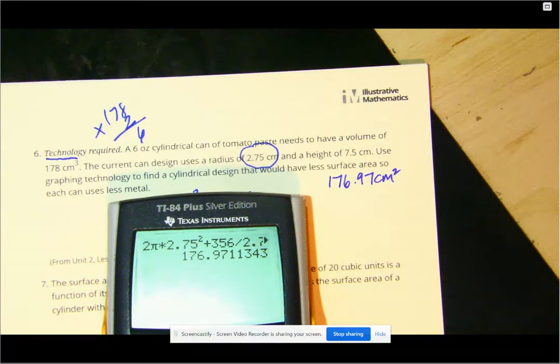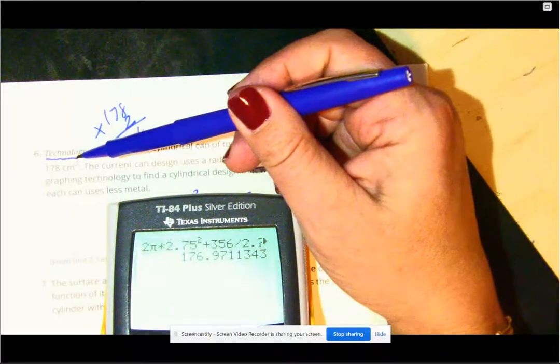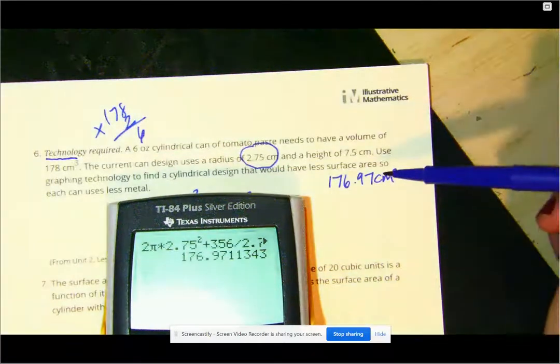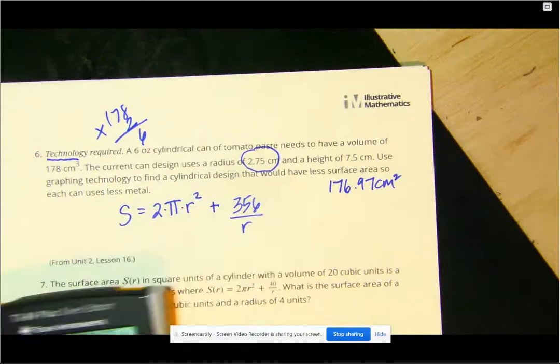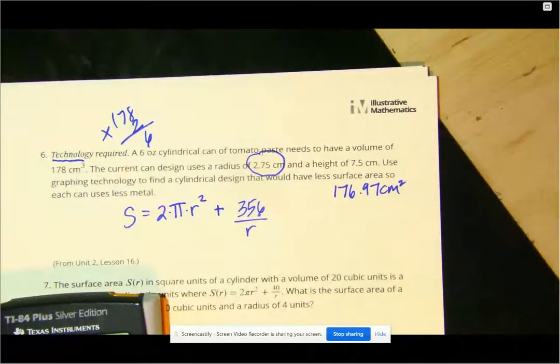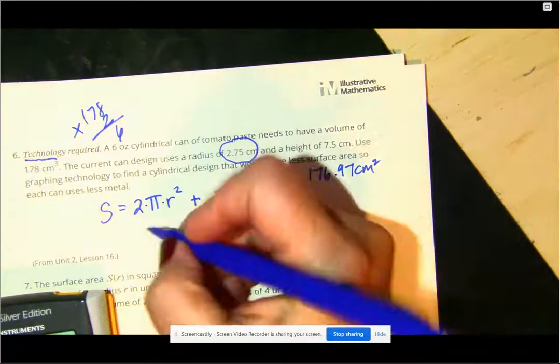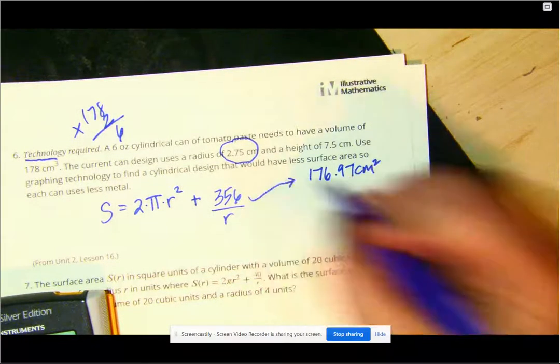I'm trying to find less. I want to save the company money. So I want to make the can that can still hold 178 cubic centimeters, but I want it to have a smaller surface area. So if you remember our work in this lesson, well, what are we going to do? I don't know. I could try a little higher or a little lower. I'm going to go for 3. Let's try 3. So as is, that was the surface area.